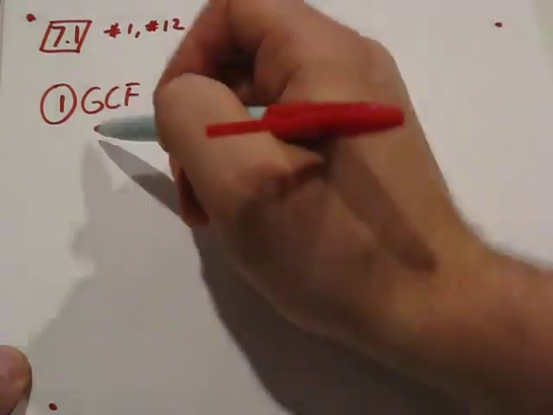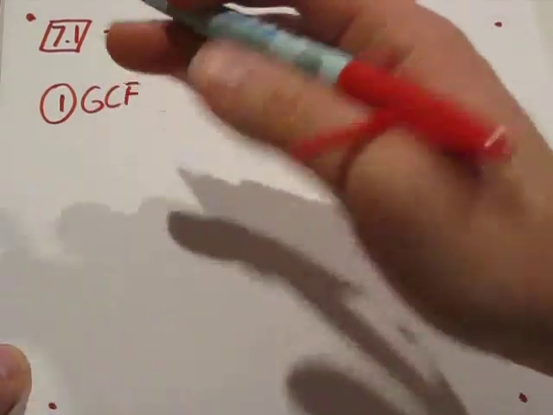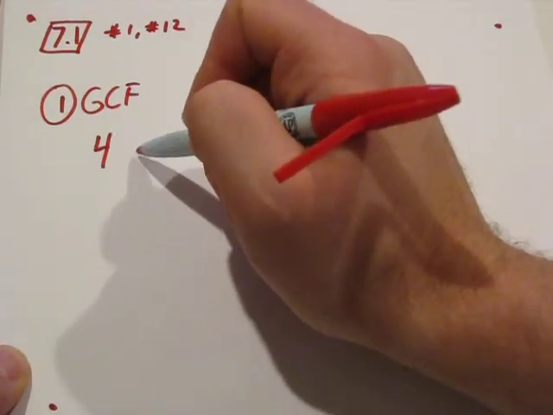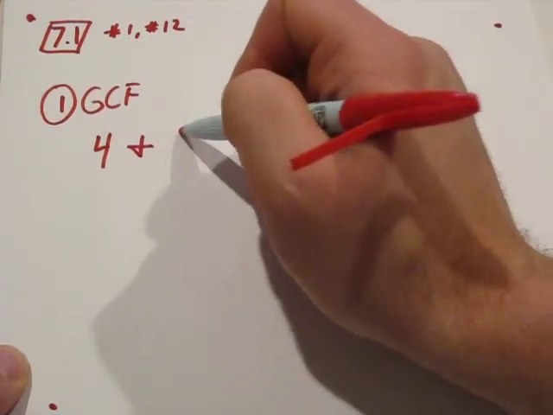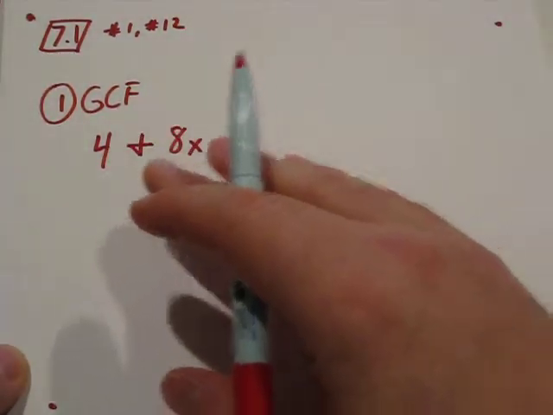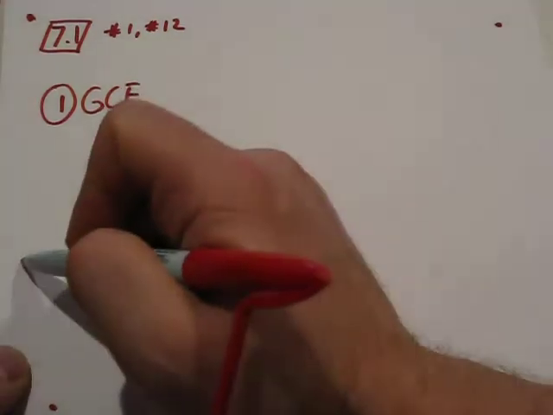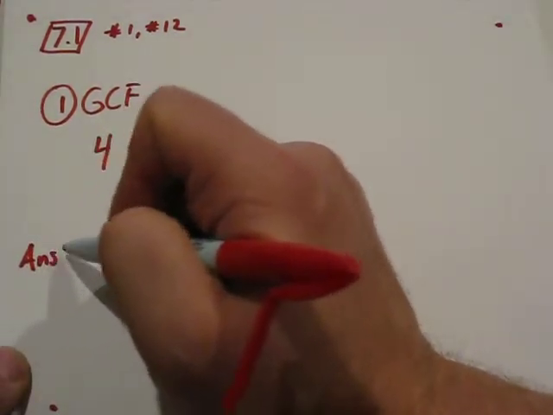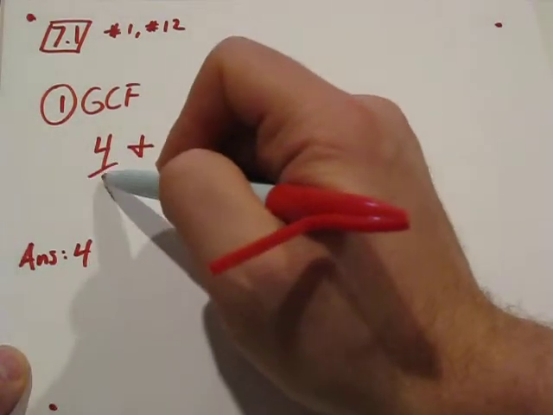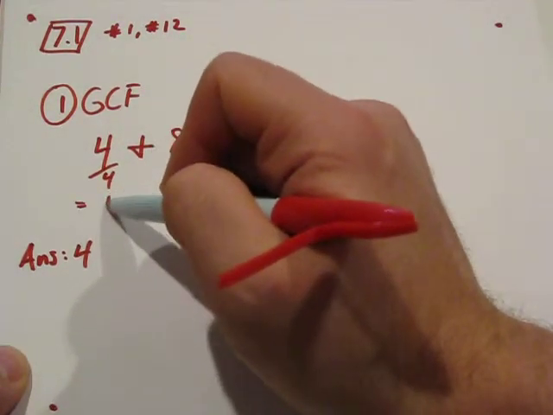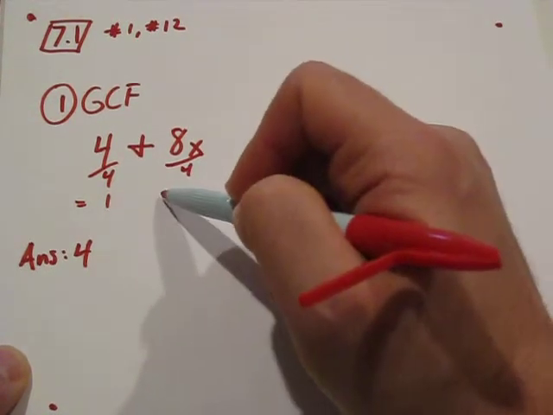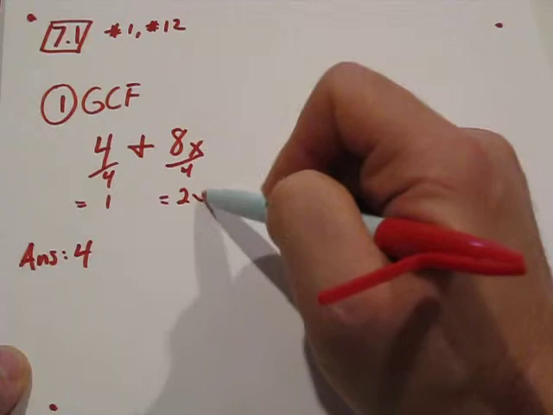The greatest common factor is the number that can divide everything evenly without decimals or remainders. So we're going to look at two numbers, 4 and 8x, and we're going to try to find the number that divides these evenly. And the answer that can divide 4 and 8x evenly is the answer 4. Now 4 can divide 4 evenly, and that would make an answer of 1. And 8x can be divided by 4 evenly, and that would make an answer of 2x.